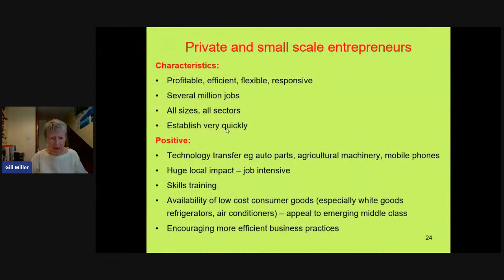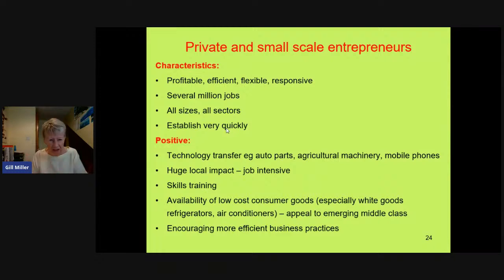But what about the private and the small-scale entrepreneurs? Well, you can see the characteristics there. They're very flexible. They respond to opportunities. They're pretty profitable. There are lots of them, all sizes, all sectors. They're very quick to get established, and they work really hard. They see an opportunity and they go for it.